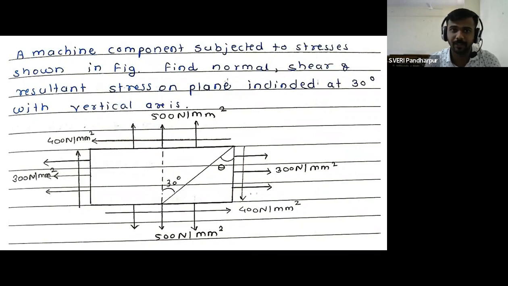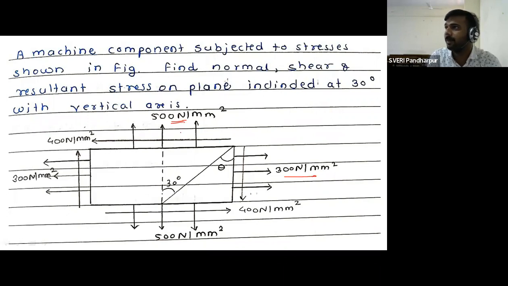The statement is in front of you. A machine component is subjected to stresses shown in the figure. Find normal, shear and resultant stress on a plane inclined at 30 degree with the vertical axis. The figure is already given to you, and if you see the figure, the member or body is subjected to a total of 3 types of stresses. One is sigma x, which is equal to 300 Newton per mm square. Another is sigma y, which is equal to 500 Newton per mm square.